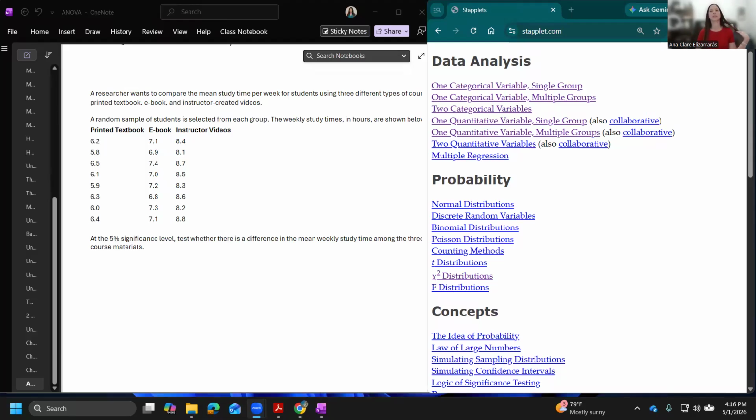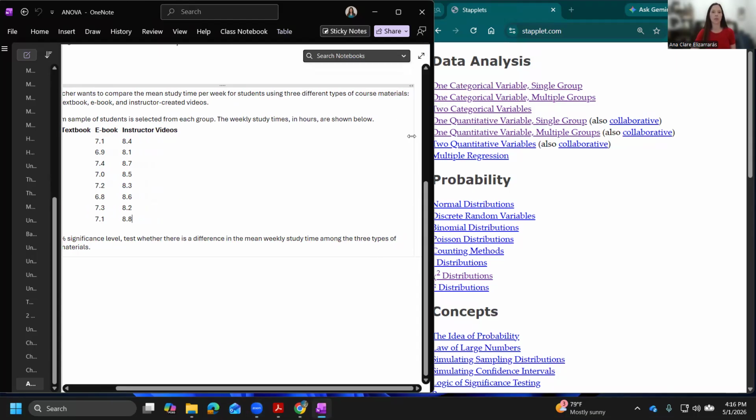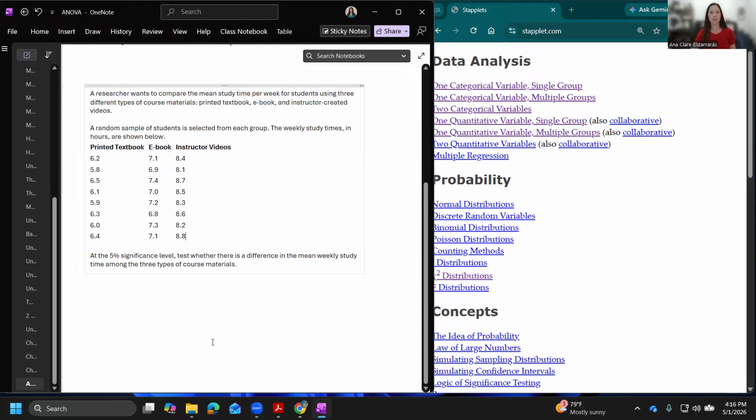We are focusing on statistics today. We are specifically working with the analysis of variance, one way. What we're going to do is work through an example problem, and I'm going to be using StatLet to help with our calculations and also checking our conditions. So let's get into it.